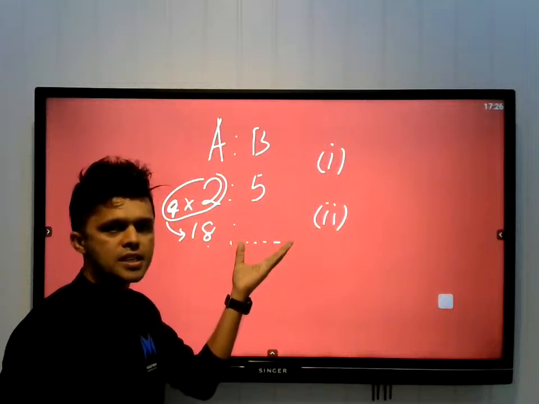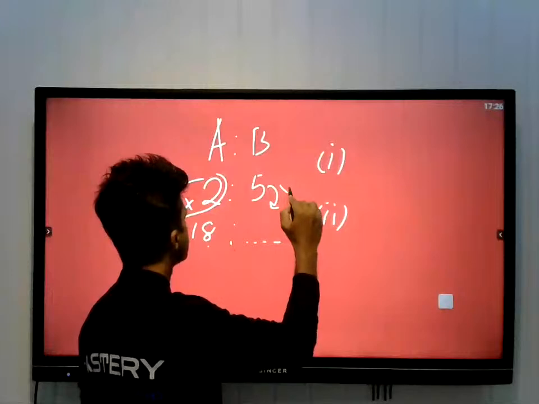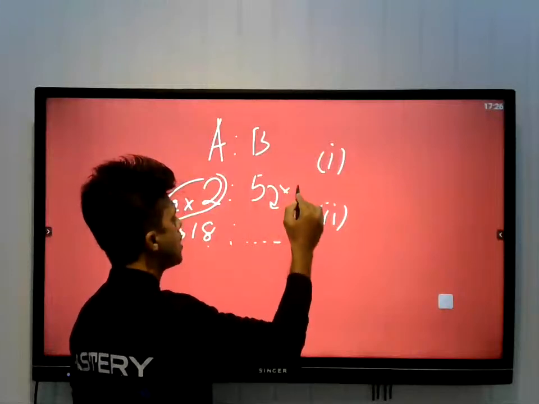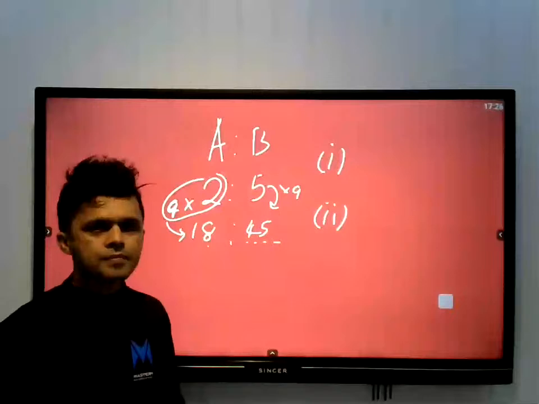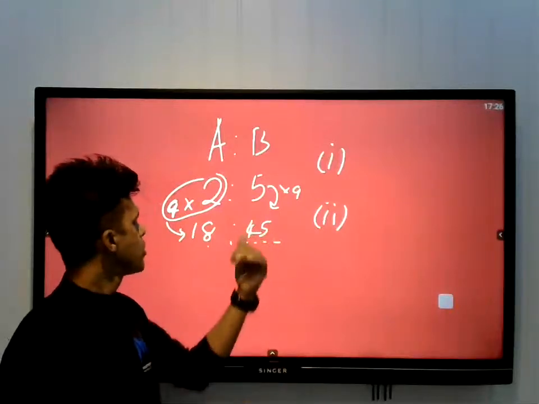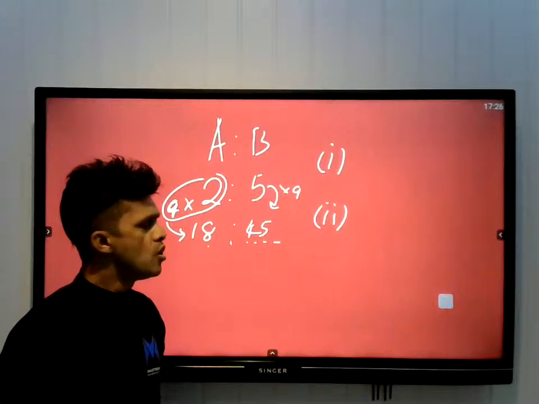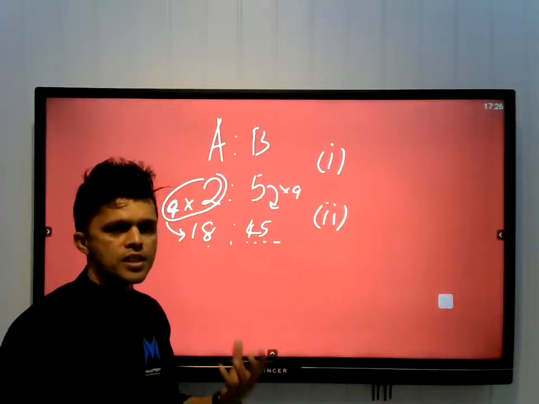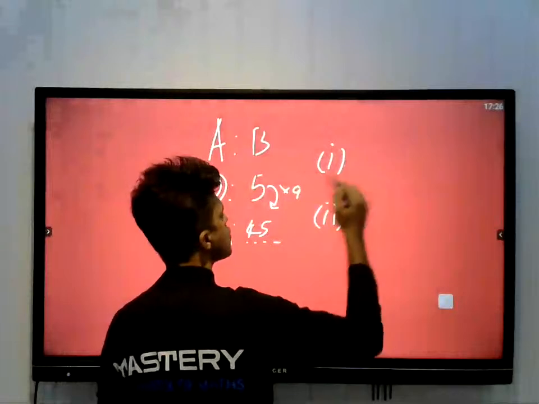How can we do it? You need to multiply 5 by what? 5 times 9 is 45. Then here, 2 times 9 is 18. So the amount taken by B is 45 rupees.